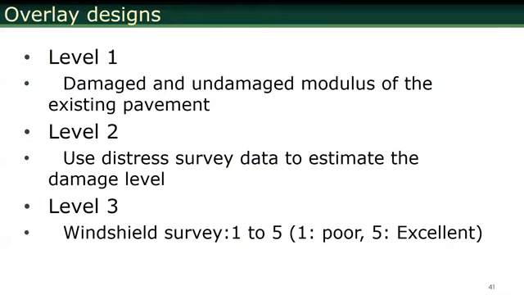You need to do it, and you need to estimate some kind of a damaged modulus of the existing pavement. So damaged and undamaged modulus of the existing pavement are input in the overlay designs for level 1. For level 2, distress surveys are used to estimate the damage level, and level 3, windshield surveys are used to estimate the damage in the field.